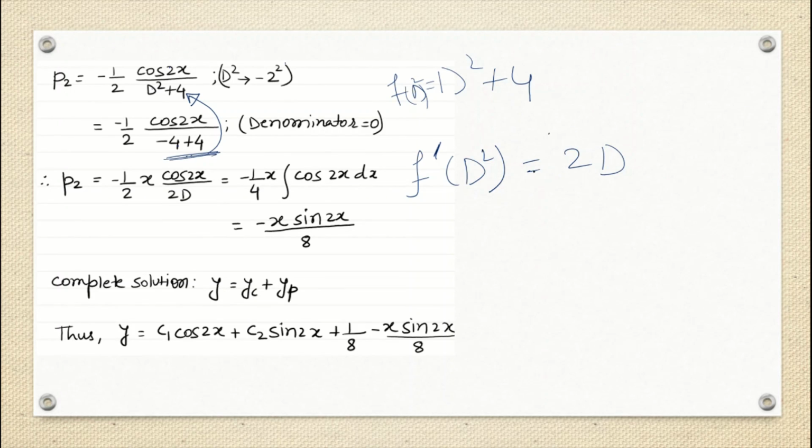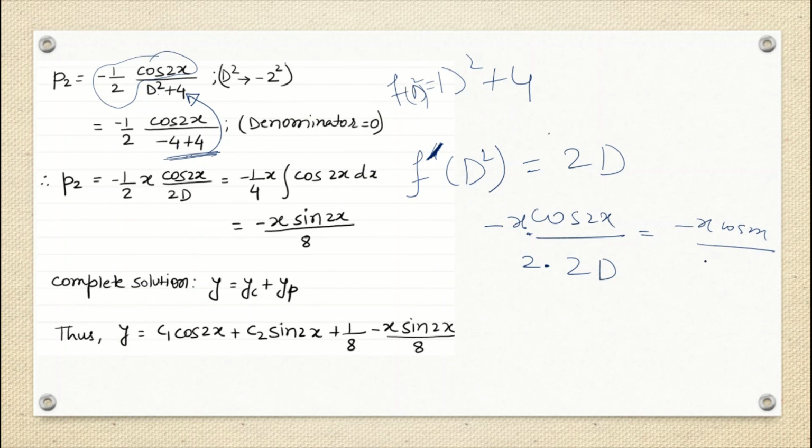Okay, so that means what I am writing down here. So this is minus cos 2x divided by 2 into, right. So this completely I have just written down like this. And then I have differentiated it. So it is nothing but 2d. Okay, so now this is 2d and don't forget to multiply numerator with x. Okay, so this is nothing but minus x cos 2x divided by 4d.